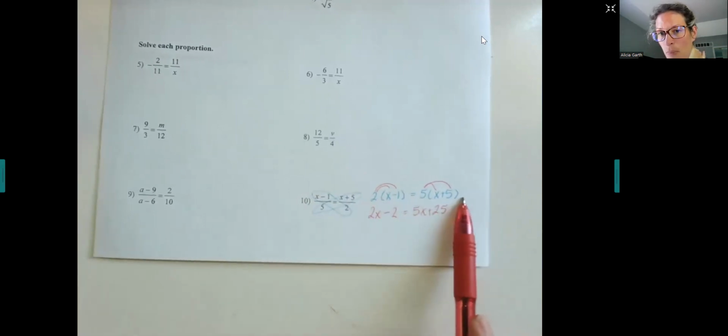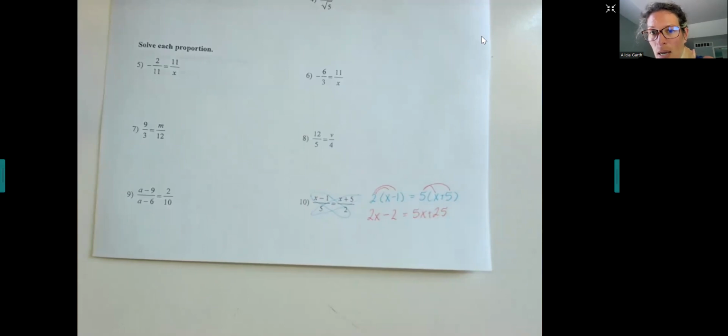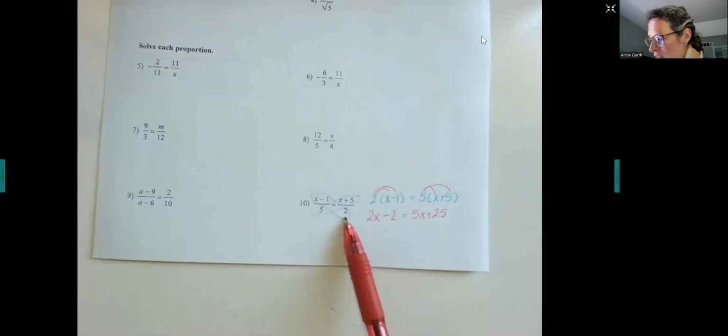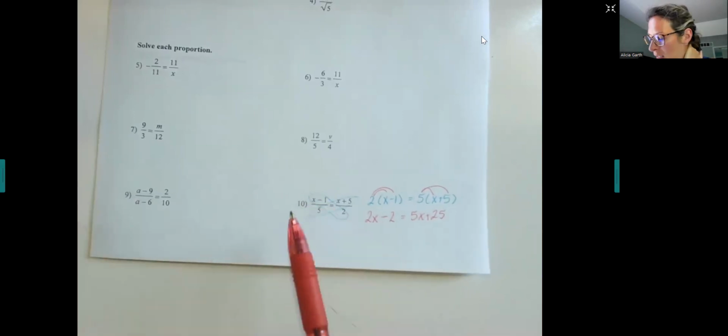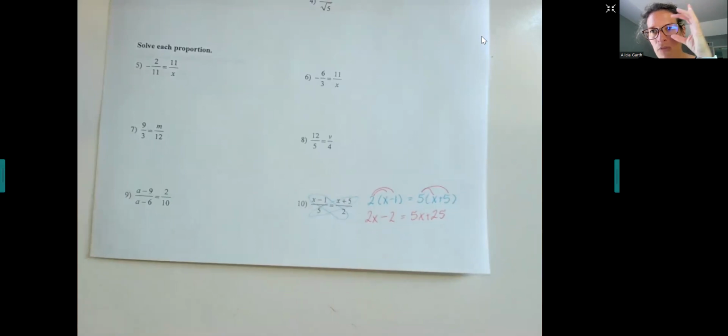Now, what I saw students do all last year was they would do this cross multiplication and they would not set it up like this in blue. They would just try to do the multiplication first, and then they would not multiply this 2 times everything that was across from it. So that's why we set it up with the blue.